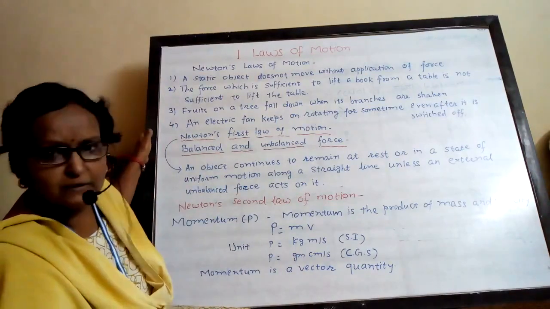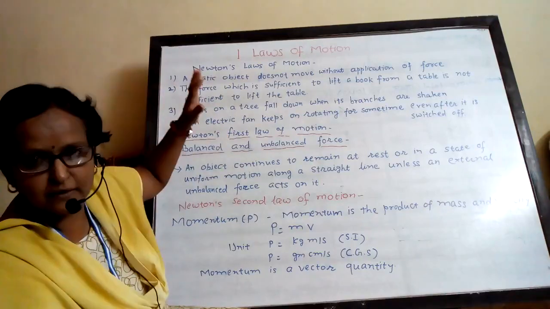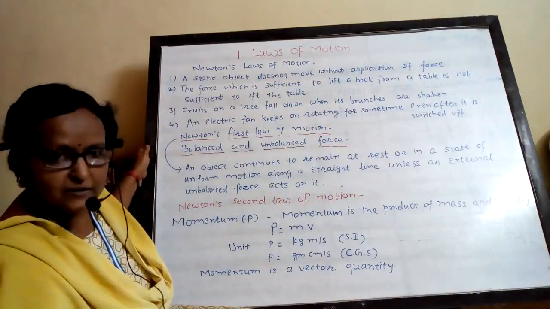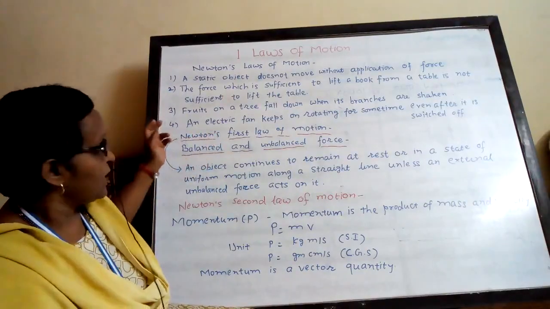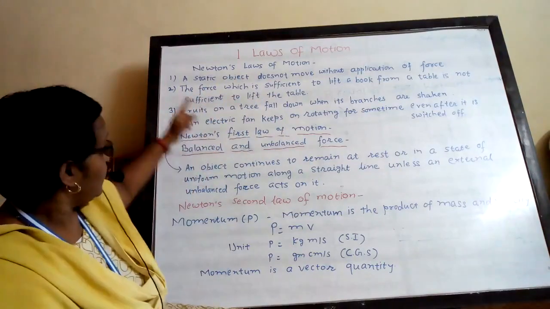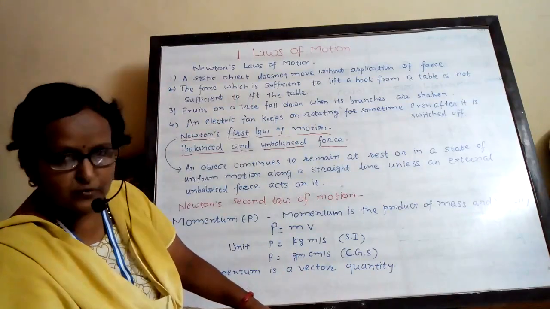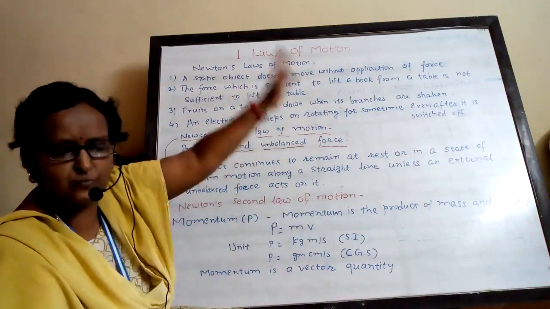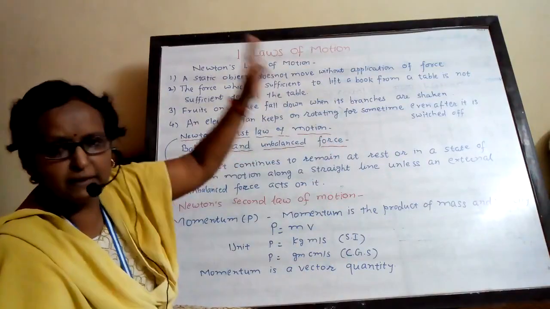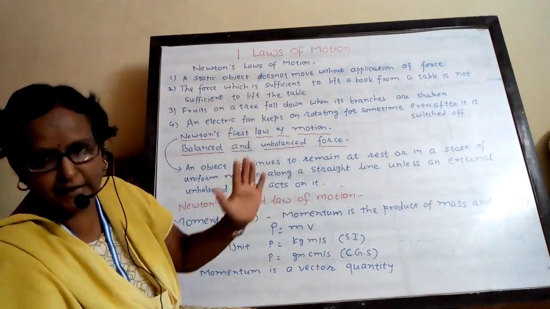Suppose this is the board. This is static and it will remain here years together if nobody applies force to this board. If we apply the force, it will move somewhere. Otherwise, it will be here only years together. So a static object does not move without application of force. Any example you can take. Suppose a stone is lying on the road and that stone will be there if anybody does not move it. So that is the static object.